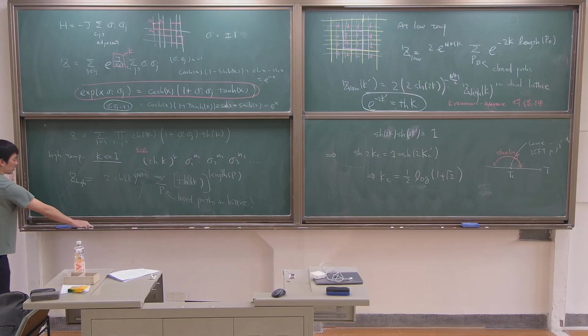N means the lattice size. You have a lattice like this, and this is the n side, so in total there are n times n sites.